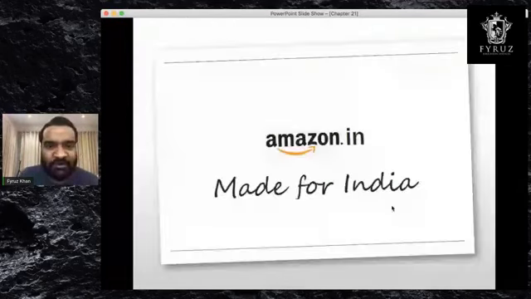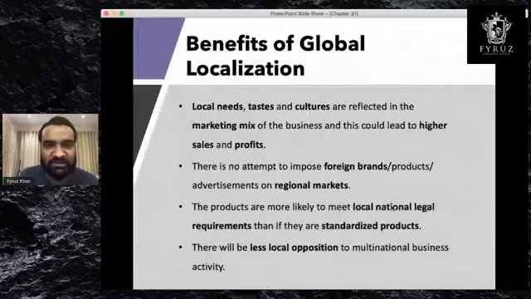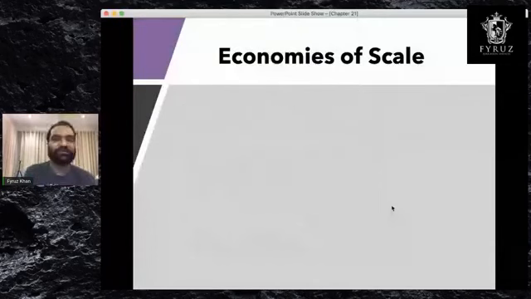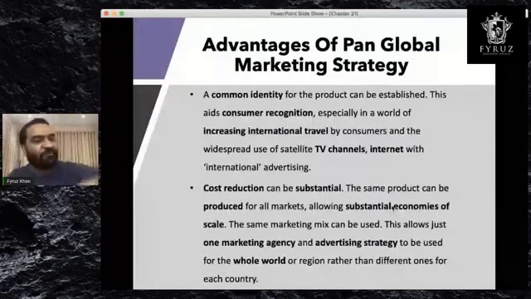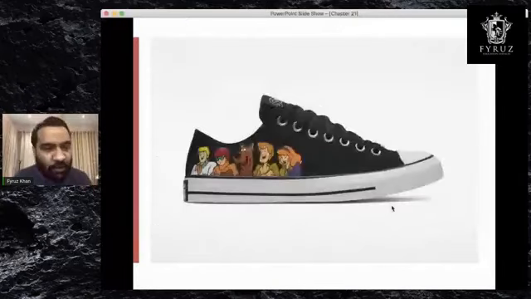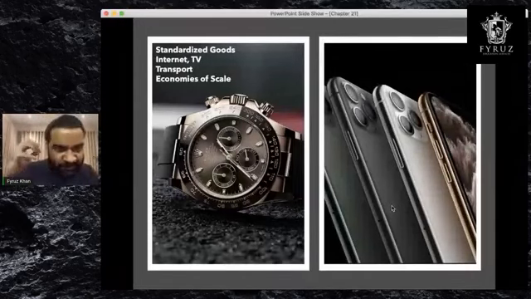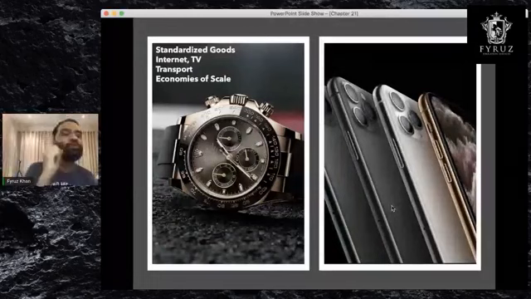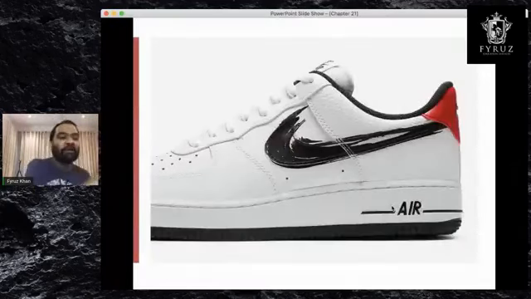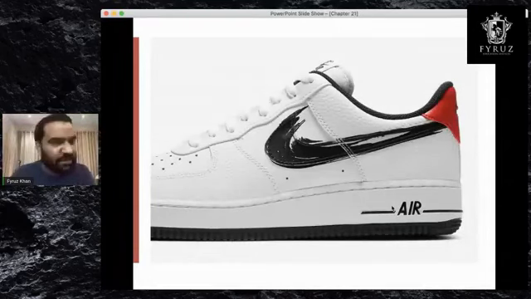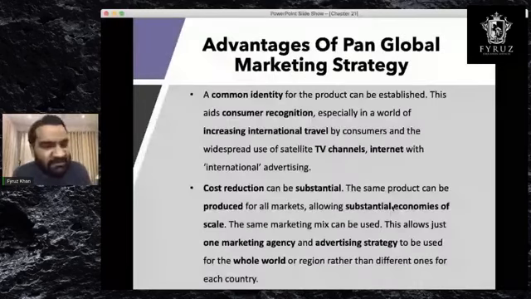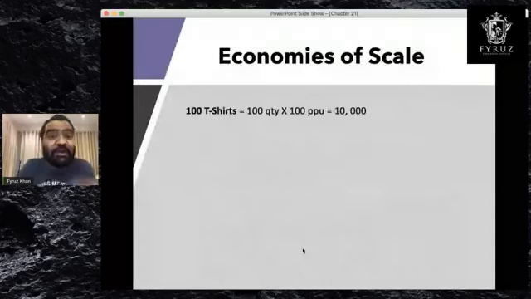So we are done with the chapter. We started with pan global marketing strategy. Okay, one product for everyone. I've given you examples of Nike, Converse, Rolex, or iPhone. One product for the whole country. The company will treat the whole world as one big market, and that is known as pan global marketing strategy. Pan means whole. Okay, the good thing is you will have a common identity. You will enjoy economies of scale because you're making one product for everyone. Reduce costs. I've spoken about economies of scale.